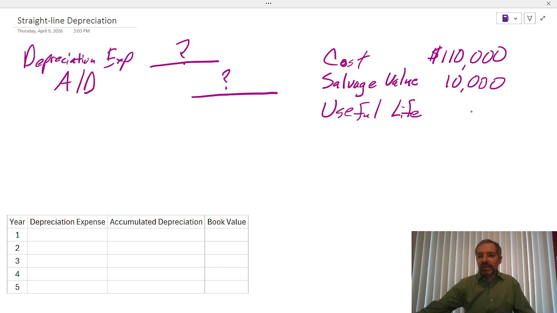And let's say the useful life here is 5 years. Again, that's a guess. We don't know exactly if it's going to last us 5 years more or less, but that's our best guess at this point. All right, the cost minus the salvage value is also referred to as the depreciable base.